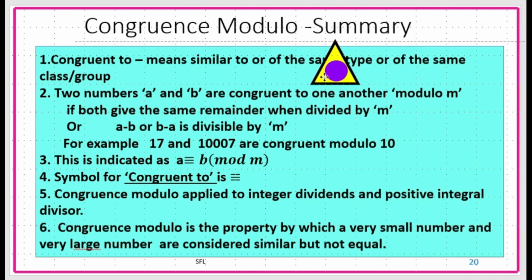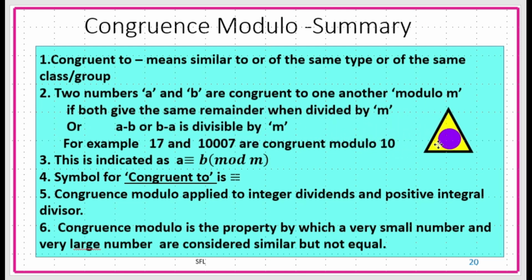Congruence modulo. Summary so far. Congruent to means similar to or of the same type or of the same class or group. Two numbers A and B are congruent to one another modulo M if both give the same remainder when divided by M, or A minus B or B minus A is divisible by M. For example, 17 and 10,007 are congruent modulo 10. This is indicated as A congruent to B mod M. This triple line symbol is similar to the congruent symbol in geometry. The symbol for congruent to is this triple line symbol.